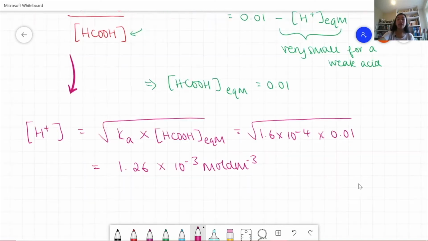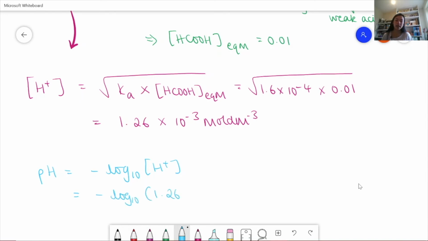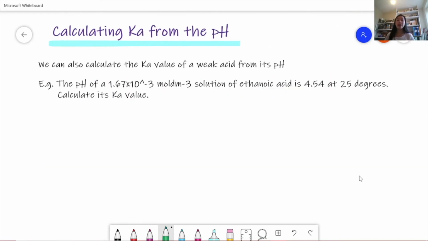And then we use the pH equation that we know. So pH equals minus log to the base 10 of the H plus concentration, and that equals the minus log to the base 10 of 1.26 times 10 to the minus 3, and so this comes out to be 2.90. So we can actually calculate the Ka value from the pH by doing a sort of backwards method to when we worked out the pH from the Ka value.